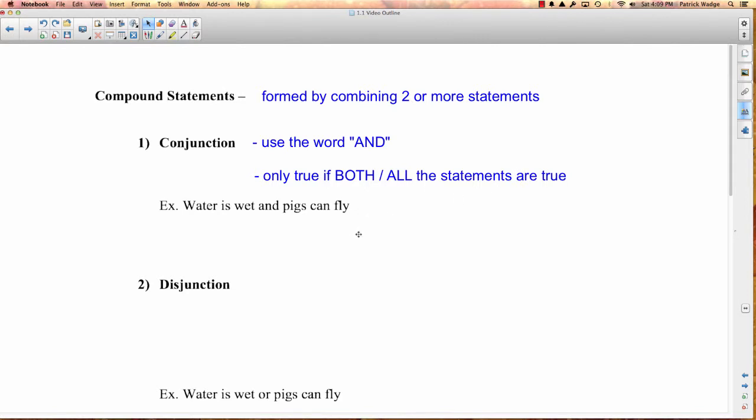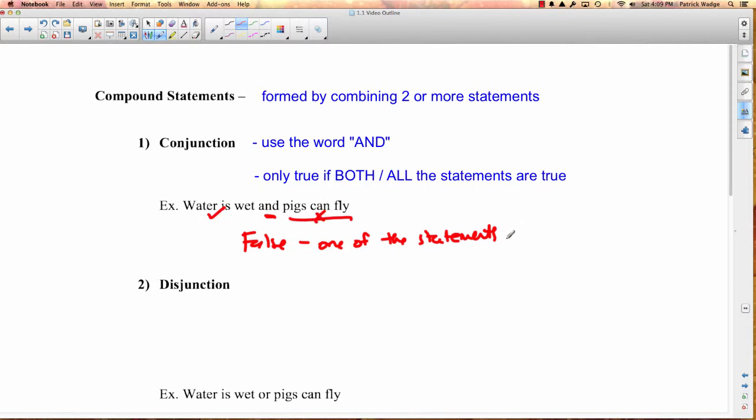So here's a conjunction. Water is wet and, right, there's the key word, and pigs can fly. Is this true? No, this is false. How come? Because one of the statements is false. Which statement is false? This one, pigs can fly. This one's true, water is wet. But in a conjunction, they both have to be true, and this one's false. One statement true, one statement false, means that the whole conjunction is false.